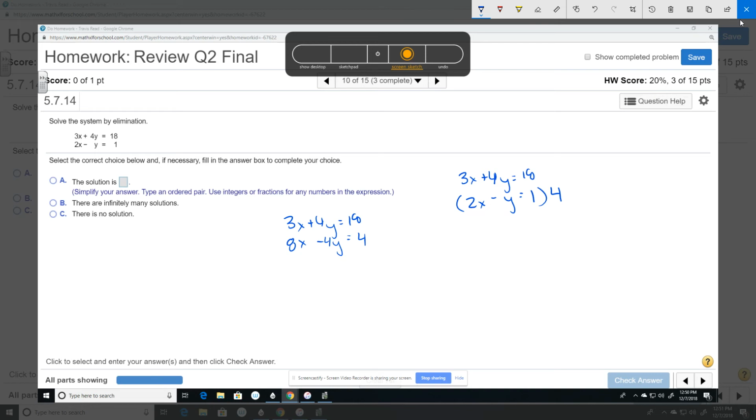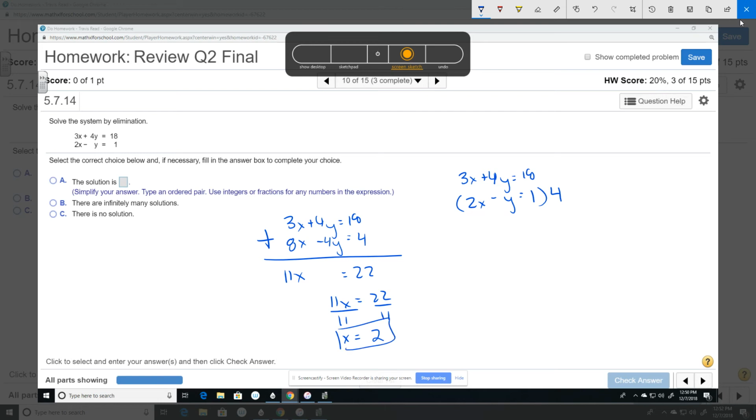So in order to get the y's to go away, I want to add everything on top to everything on the bottom, because a 4 plus a negative 4 is 0. So 3x plus 8x is 11x. 4y plus negative y is nothing. And 18 plus 4 is 22. So now I just have 11x equals 22. So if I divide both sides by 11, x equals 2.